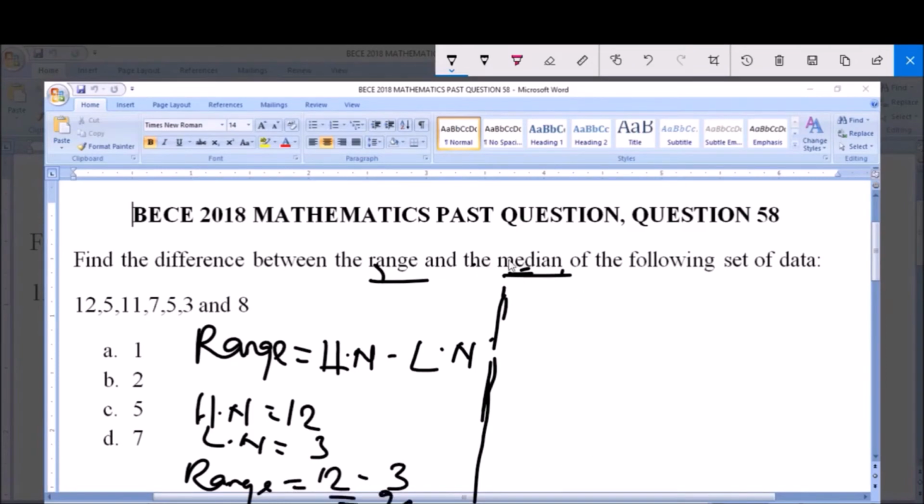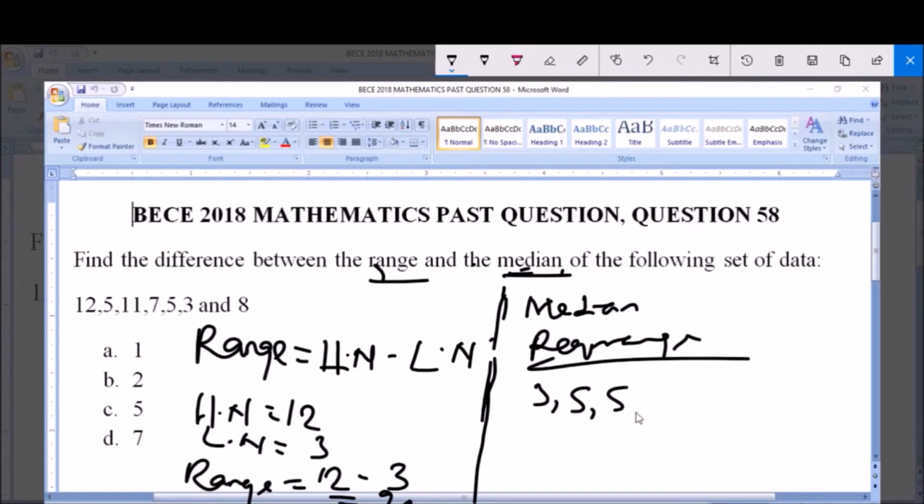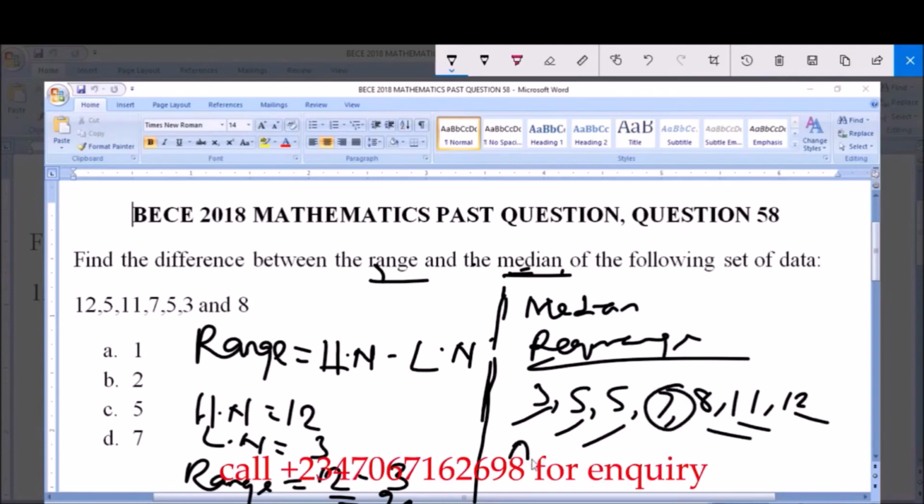Now the second part says the median. To find the median, we have to rearrange this following set of numbers in an orderly manner, that is from the lowest to the highest. By doing that, we have 3, 5, 7, 8, 11 and 12. Now we find the median, that is the middle number here. This is 1, 2, 3, this is 1, 2, 3. So the middle number here is 7. Therefore median is equal to 7.